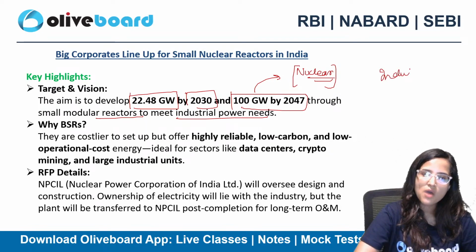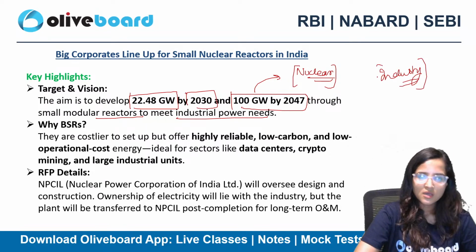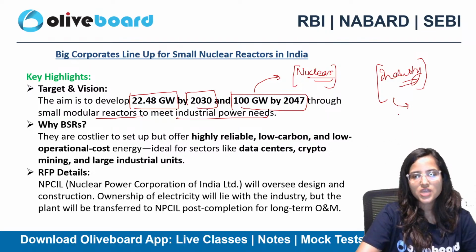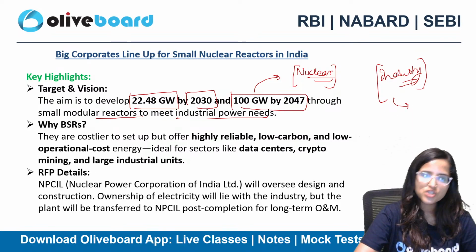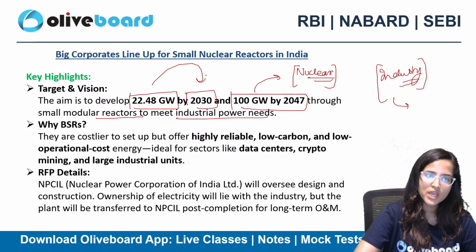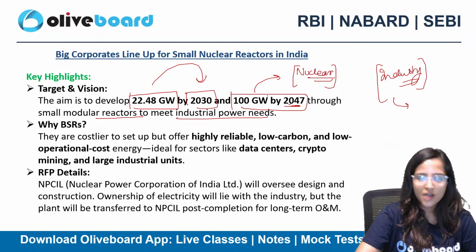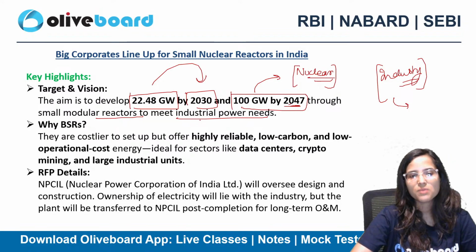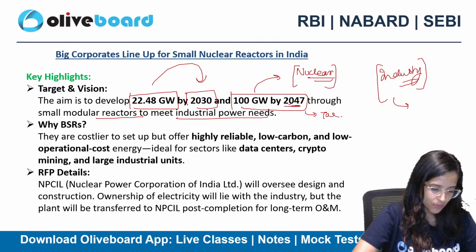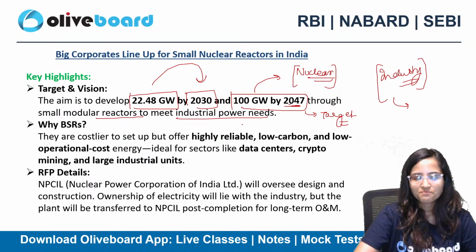तो इंडस्ट्री में जो पावर नीड्स हैं, we want to increase the use of energy, and for that we need to produce more nuclear energy. So by 2030 we want 22.48 gigawatt, and by 2047 100 gigawatt of nuclear energy we should be able to produce. This is our target. तो आपको ये target याद रखने हैं, ठीक है? What are Bharat small reactors?